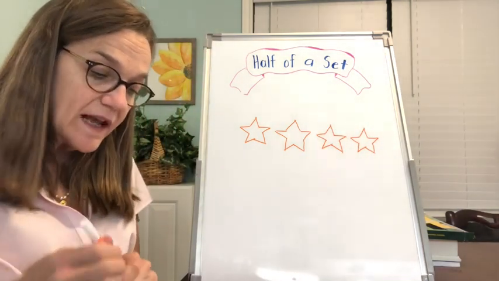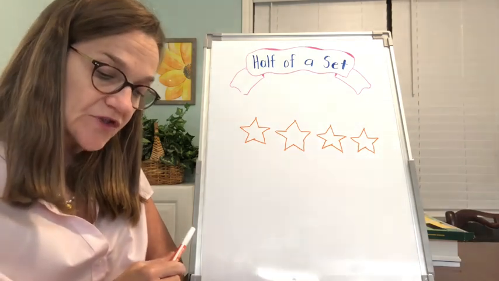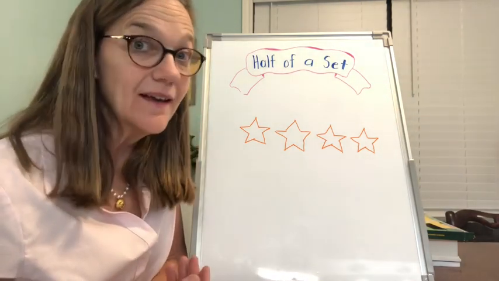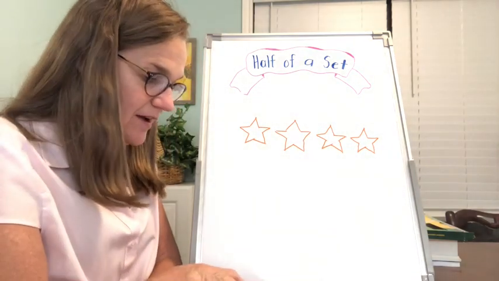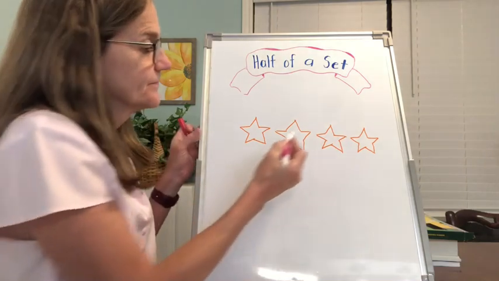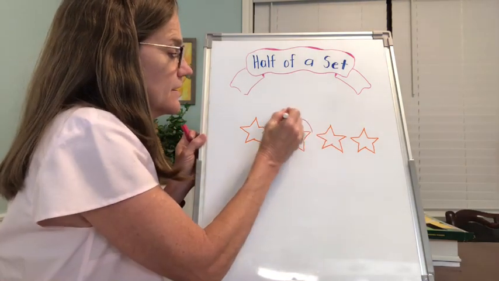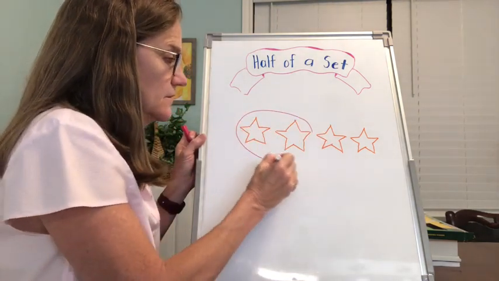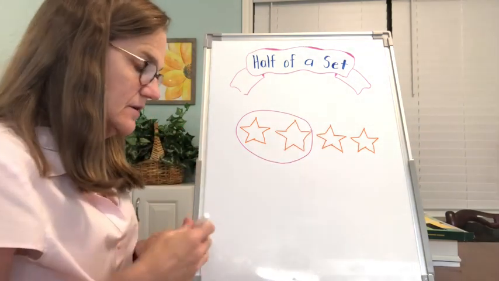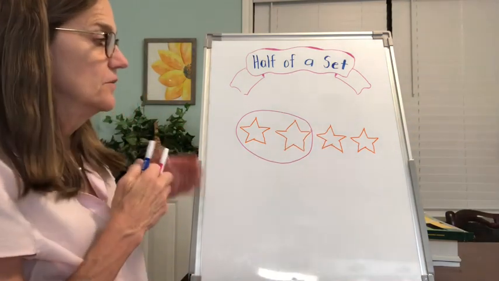Okay, we can divide these 4 stars into equal sets or equal parts. I can have one set here, and I can have one set over here.